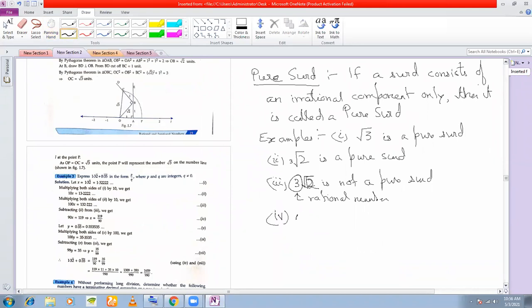Let us say 5 times 6th root of 6 is not a pure surd, because you have a rational component attached here to the radical. So that is what a pure surd is.